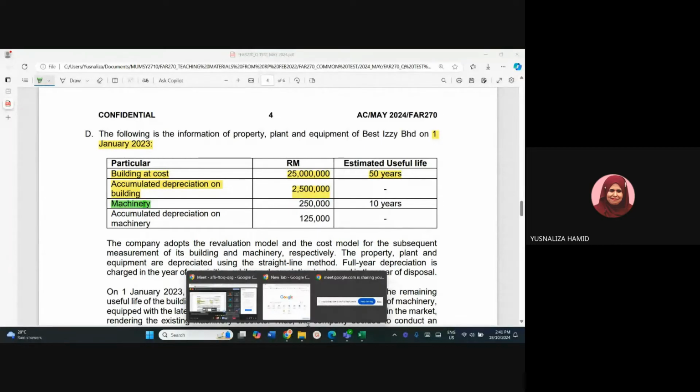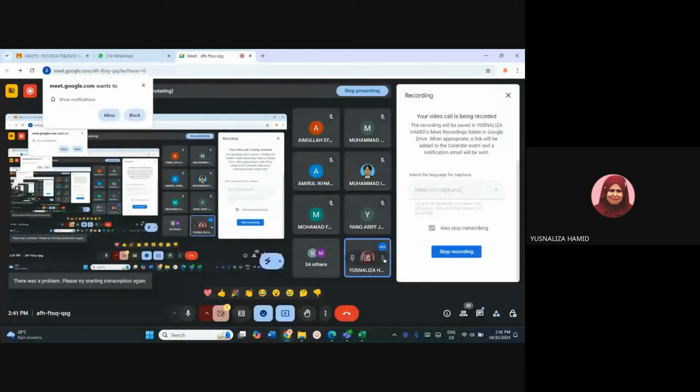Okay, I thought someone was trying to enter.